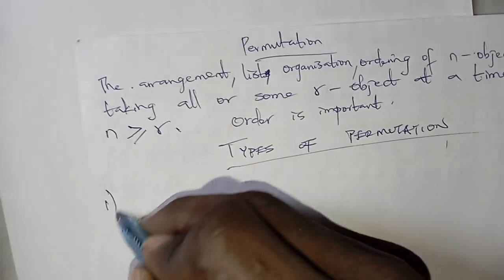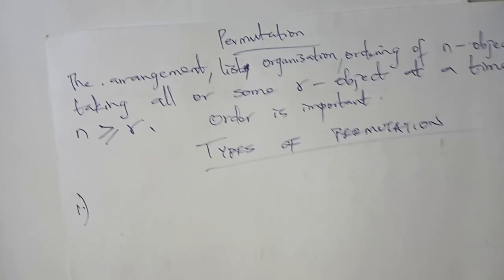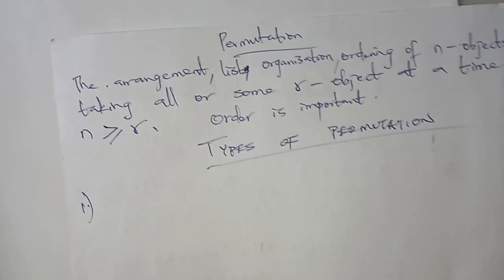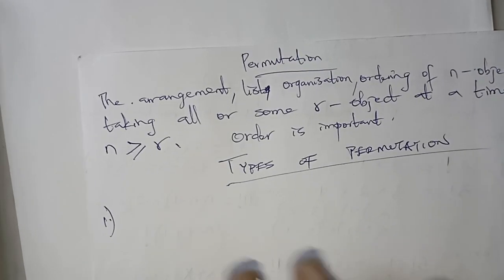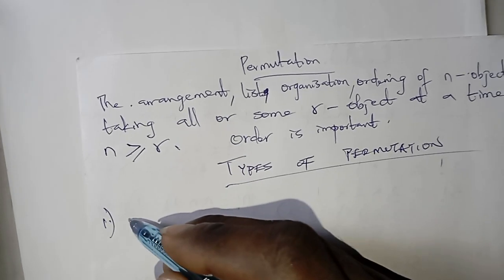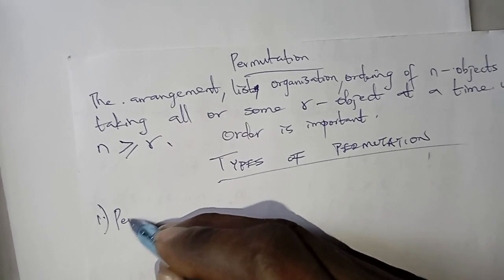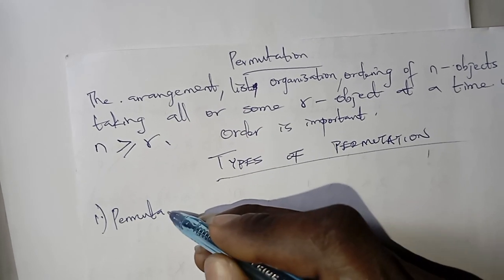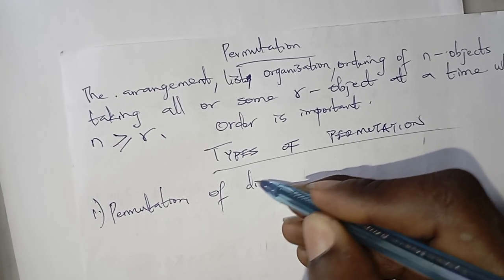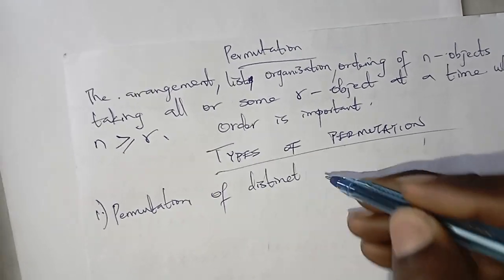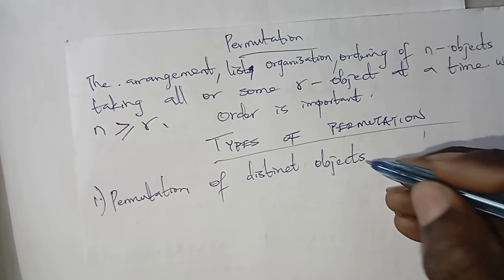So the first one is permutation of n objects, taking all or some at a time. So the first one under this category is permutation of distinct objects. Distinct means distinguishable, different objects.